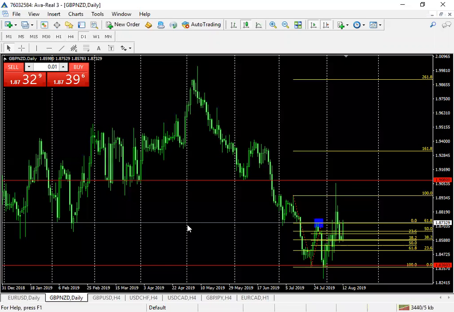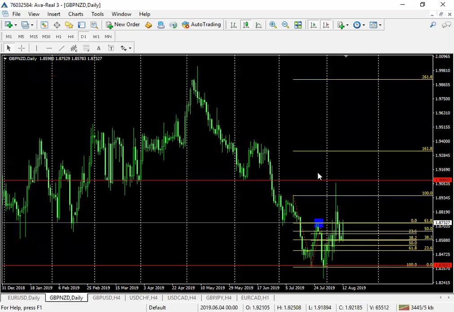Some of these charts are just messed up, guys, so please forgive me. I'm using a different MT4, well, a different laptop altogether. So, okay, now we're on GBPNZD.